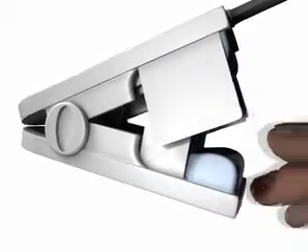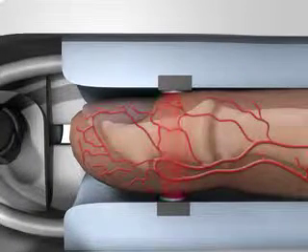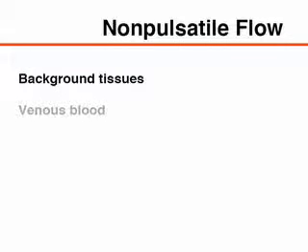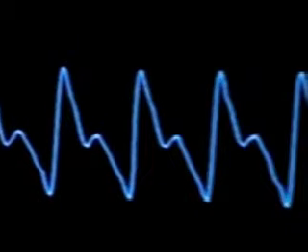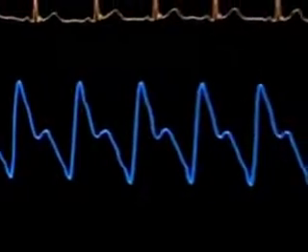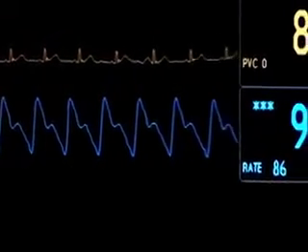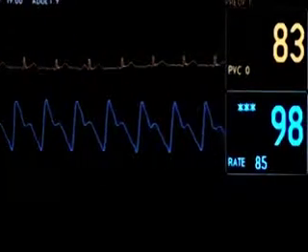The probe is positioned so that the photodetector and light-emitting diodes face each other, with layers of tissue between them. The photodiodes turn on and off several hundred times per second to record the light absorption during pulsatile and non-pulsatile flow. During pulsatile flow, the light absorption of arterial blood, background tissues, and venous blood is detected. During non-pulsatile flow, only the light absorption of background tissues and venous blood is detected. The microprocessing unit compares the light absorption during pulsatile and non-pulsatile flow to isolate the light absorption of arterial blood and thus determine the arterial blood oxygen saturation.